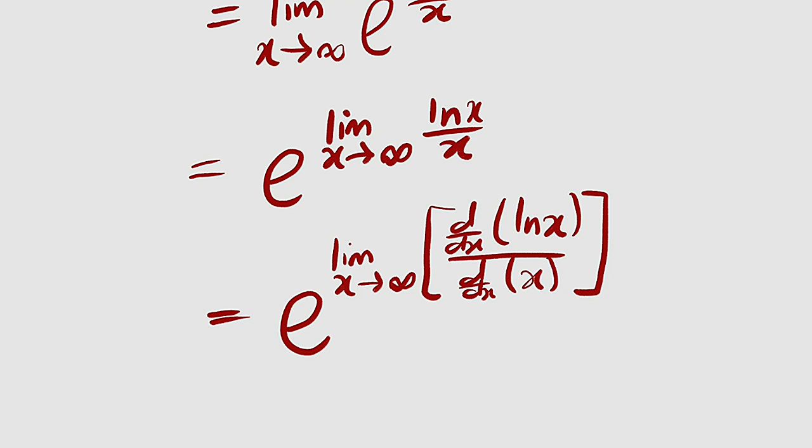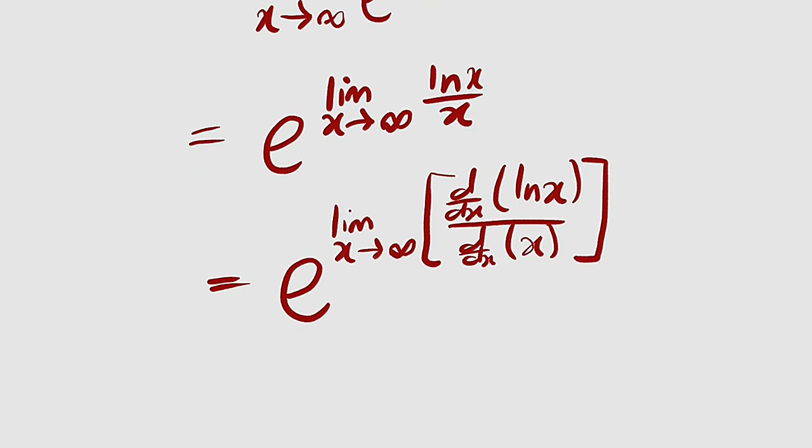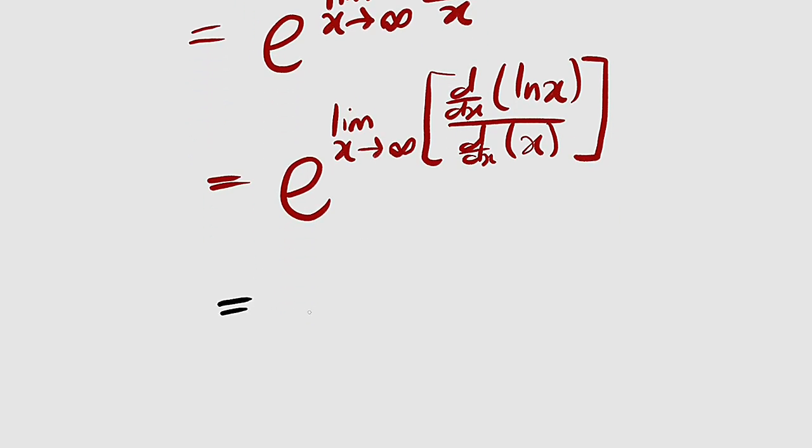If you differentiate natural log of x, you're going to obtain 1 divided by x. And if you differentiate x, you're going to obtain 1. So 1 divided by x divided by 1 is the same thing as 1 divided by x. So this is the same thing as e raised to the limit as x approaches infinity of our new function, which is just 1 divided by x.